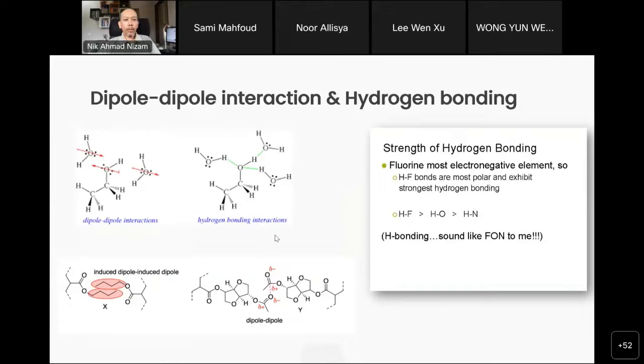Okay, dipole interaction and hydrogen bonding. Here for dipole interaction, you see this is the alcohol. Alcohol contains OH, combined with the hydrocarbon. This is a dipole, because there is an uneven distribution of the electrons, and similarly for water. Water also has a dipole because of the uneven distribution of electrons. So they attract each other.